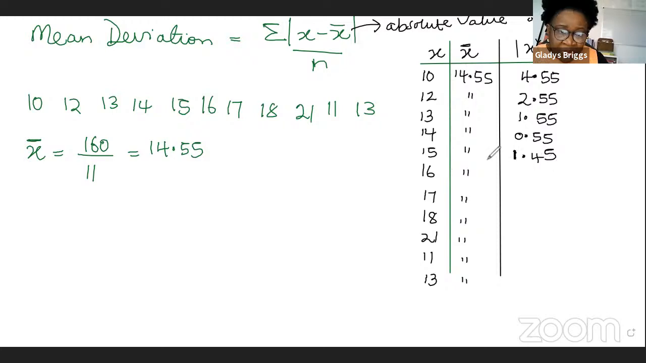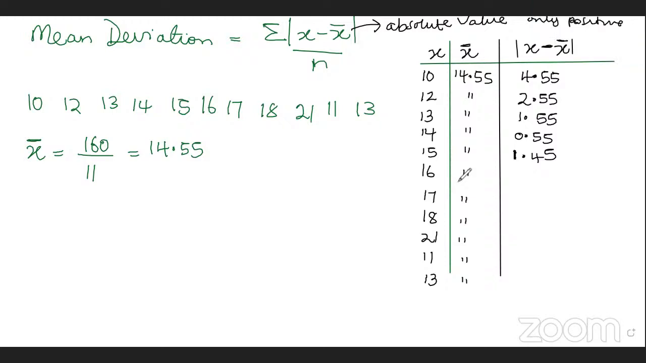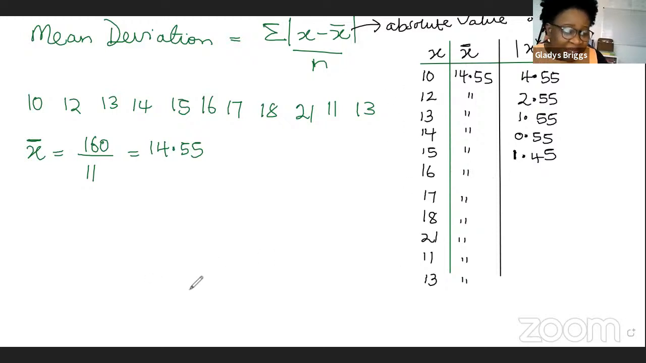15 minus 14.55. Yeah. 16 minus 14.55 is 1.45. 15 is 0.45. Yeah, I wrote the other one first. Thank you. I put this one down. And then we have 0.45 here. And it's all going up now.